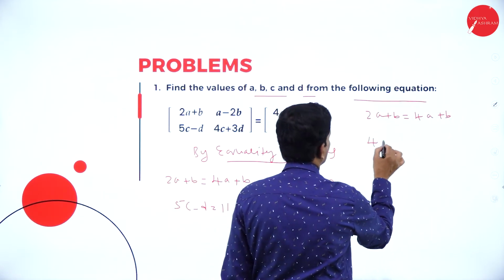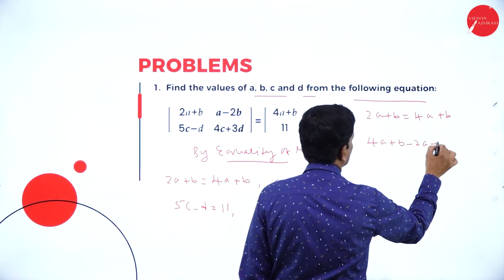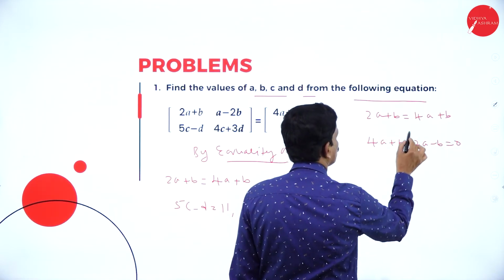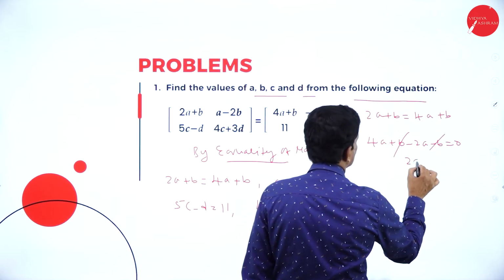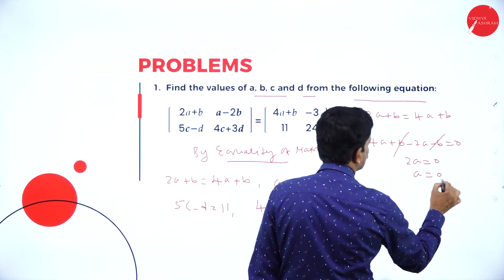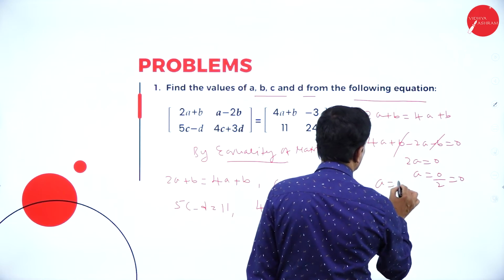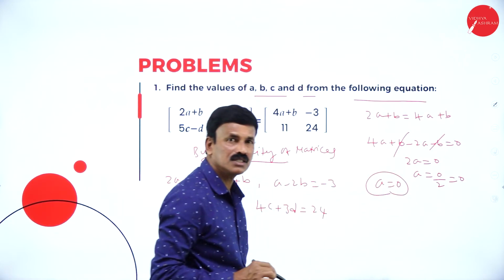From 2A plus B is equal to 4A plus B, transfer this. So what happens? 4A plus B minus 2A minus B is equal to 0. So plus B minus B gets cancelled. 2A is equal to 0, A is equal to 0 by 2, which means 0. So the value of A is 0.